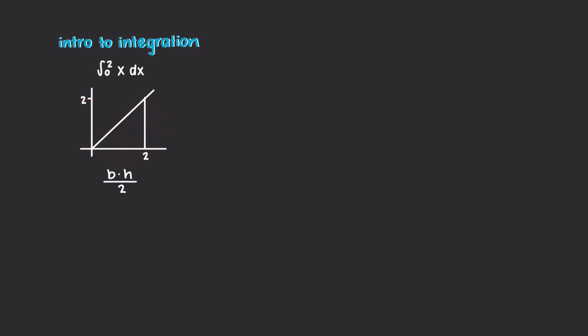Okay, well, the area of a triangle is base times height divided by 2. So that's going to be 2 times 2 over 2, which is equal to 2. So the answer to this should be 2. But let's check it algebraically. So we add 1 here, right? That gives us x squared, and then we divide it by the new number 2. Okay, that's being evaluated from 0 to 2. When we plug in 2 here, it's going to give us 4 over 2, and then we subtract it from when we plug in 0, which is equal to 4 over 2, which is equal to 2.